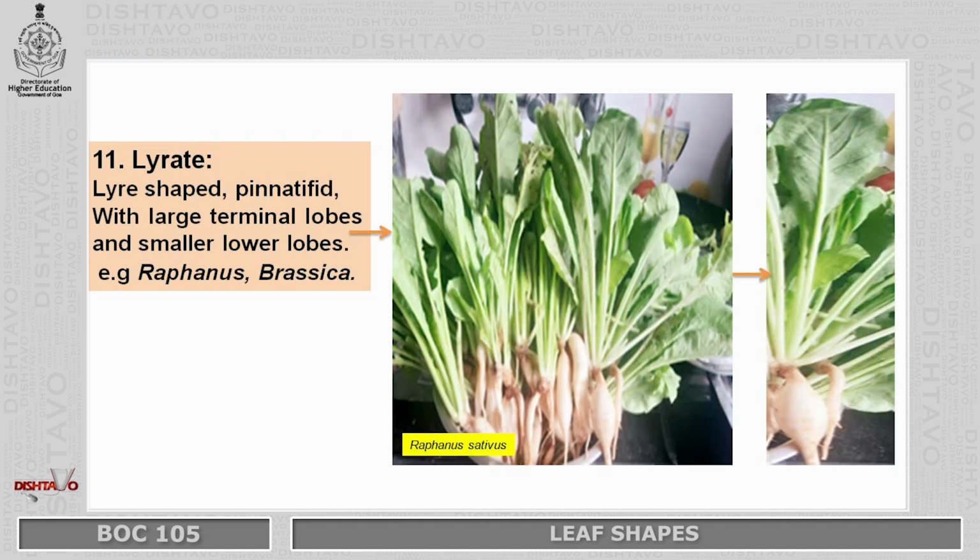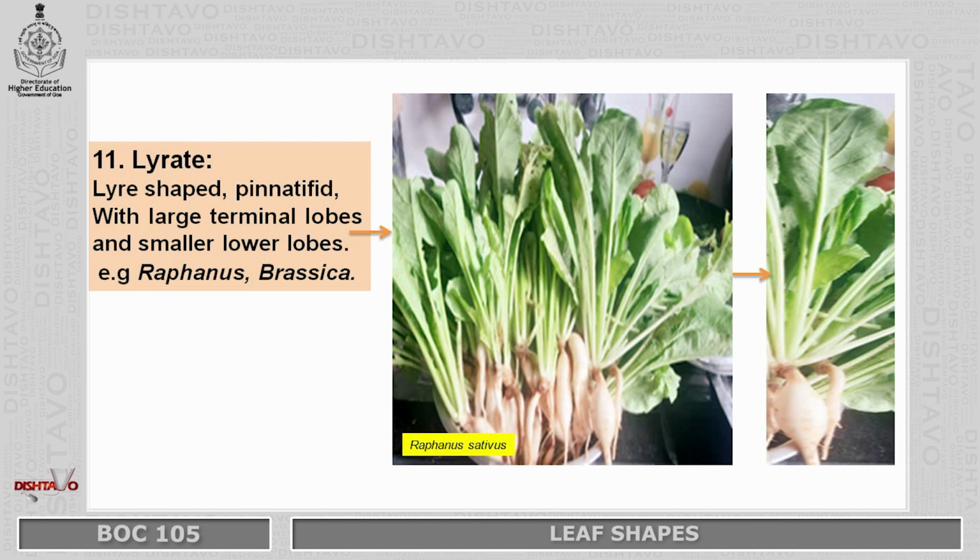Then we have lyrate leaves. These lyrate leaves are very much lobed. They have larger lobes at the top, and as they come down towards the base, they have smaller lobes. So they are lyre shaped, pinnatifid. Pinnatifid is a type of incision which you see in leaves, which you are going to see in the next module, with large terminal lobes and very small lower lobes. This type of arrangement or shape of the lamina is seen in Brassica campestris, is also seen in Raphanus and so on.